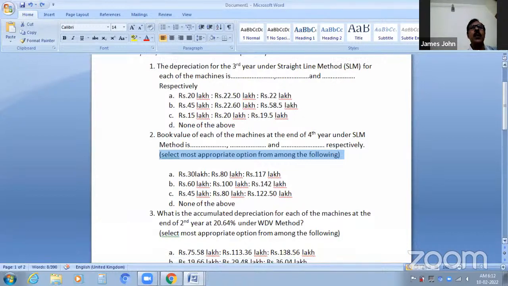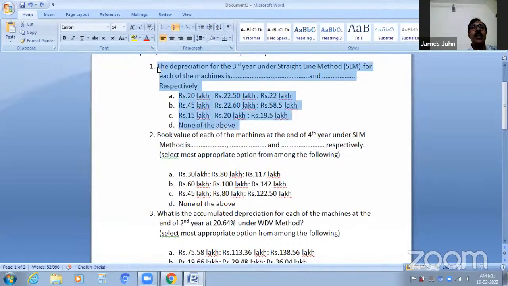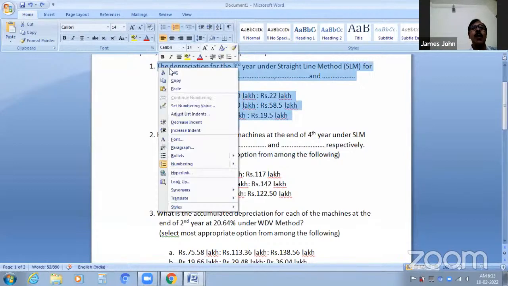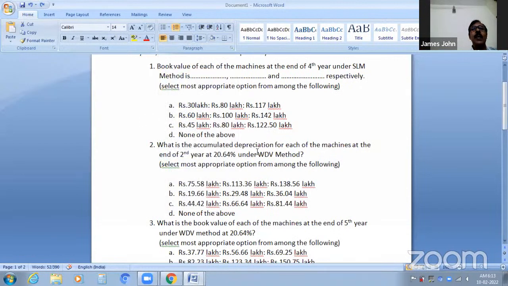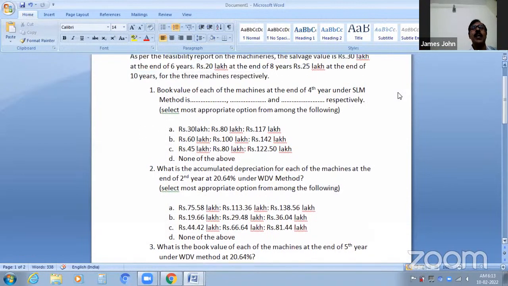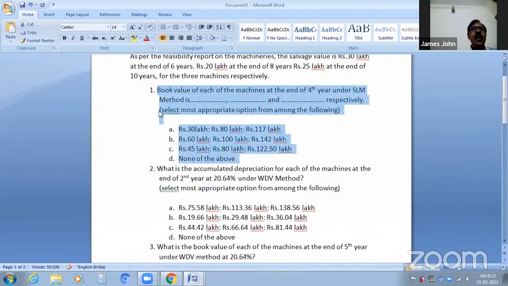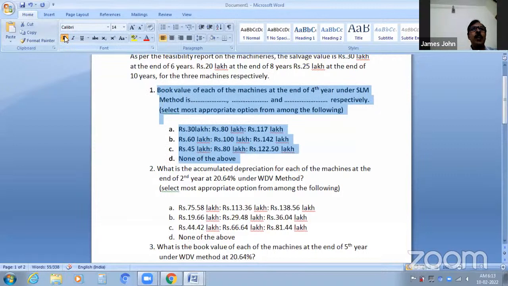So at the end of 4th year, how much depreciation is provided in total? 15 into 4, 60 lakh. 60 lakh has been already provided. Then this has to be subtracted from the original cost. What is the original cost? 120. So 120 minus 60 is equal to 60 lakh. So the book value of the first machinery at the end of 4th year under straight line method is 60 lakh.